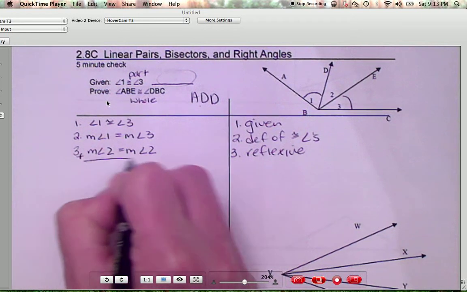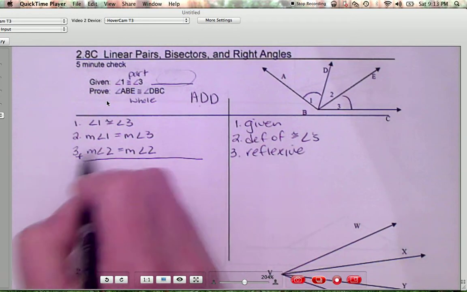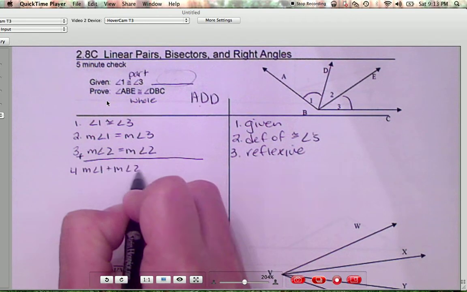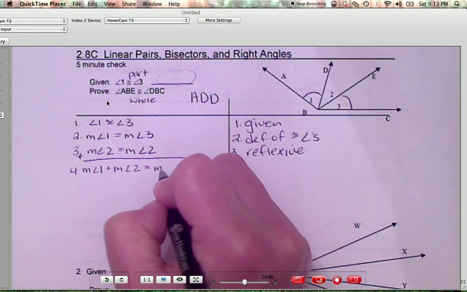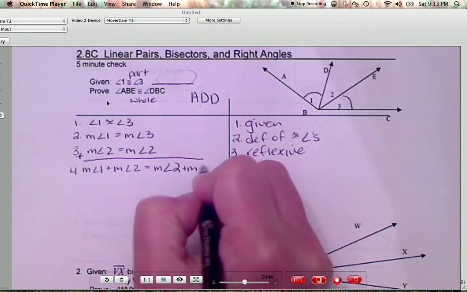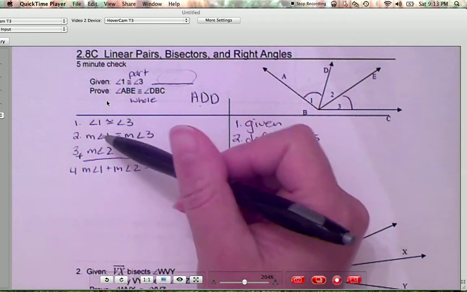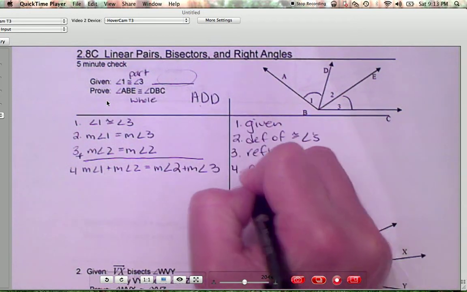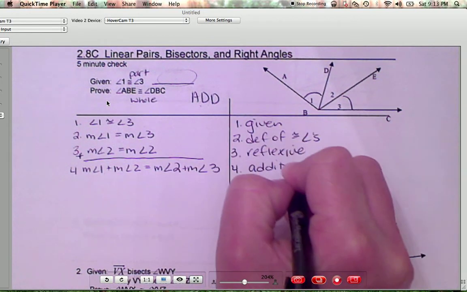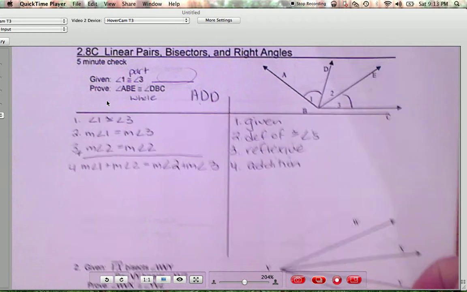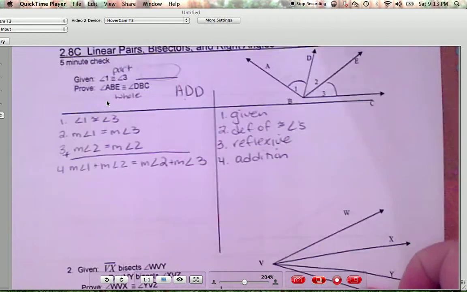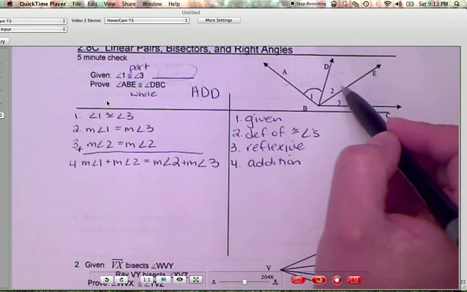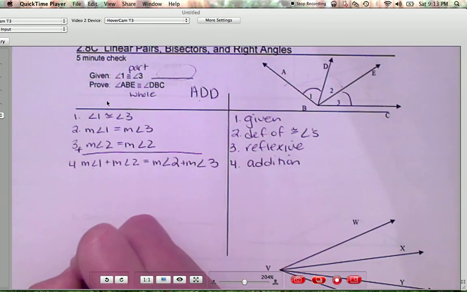When we add down here, if we add the left sides, we get the measure of angle 1 plus the measure of angle 2 equals the measure of angle 2 plus the measure of angle 3. All we're doing is adding down the left side and adding down the right side. So that isn't angle addition, it's just plain old addition. Now we've added these two angles together, and if we look at the picture, 1 plus 2 does make up angle ABE, which is where we're trying to get to.